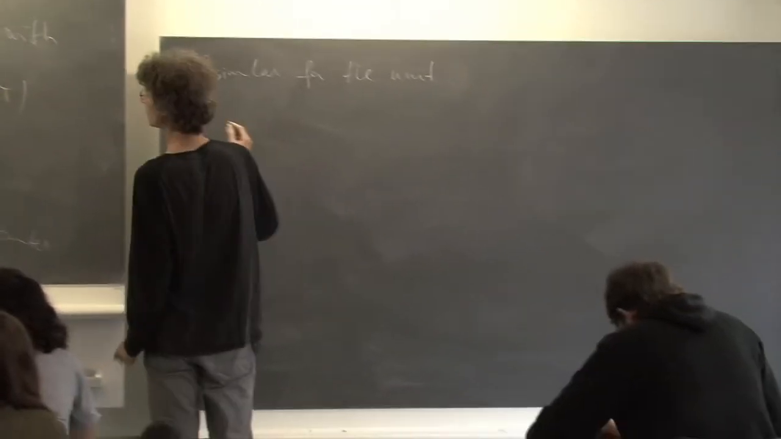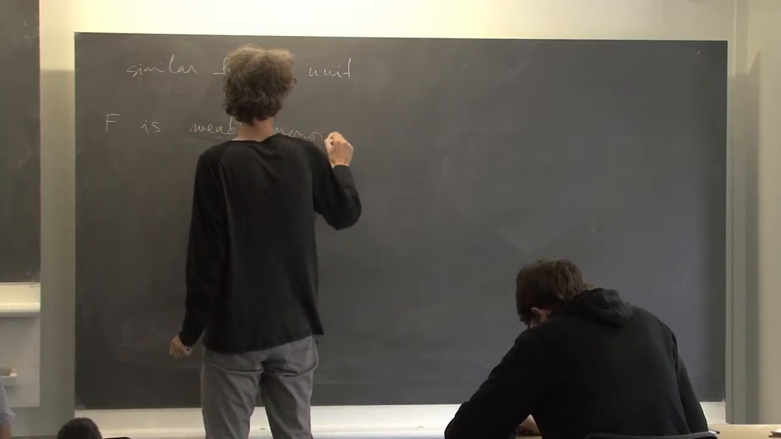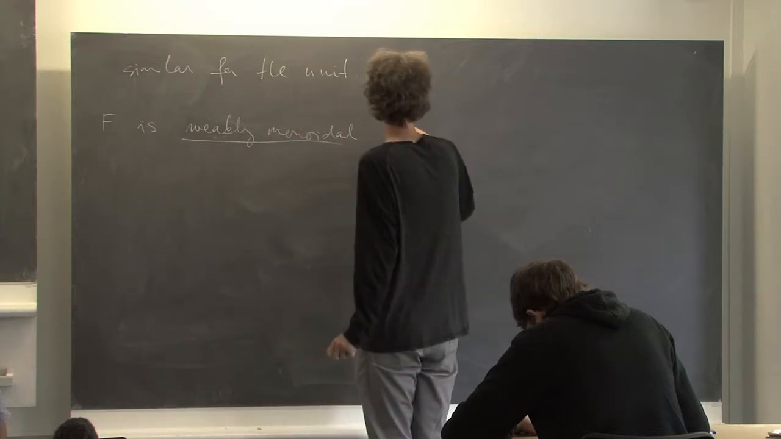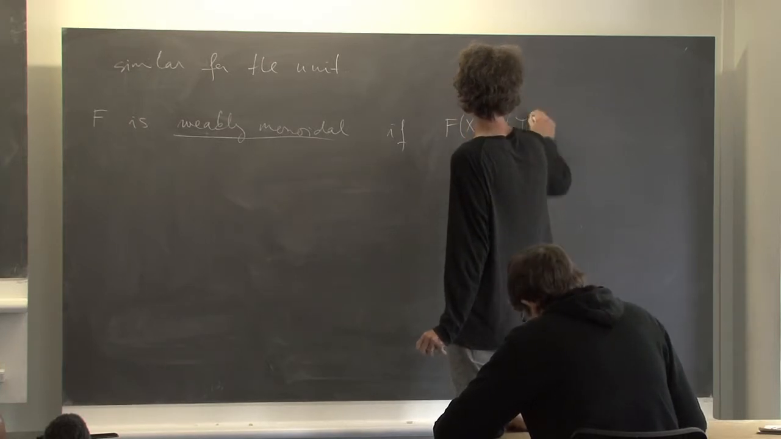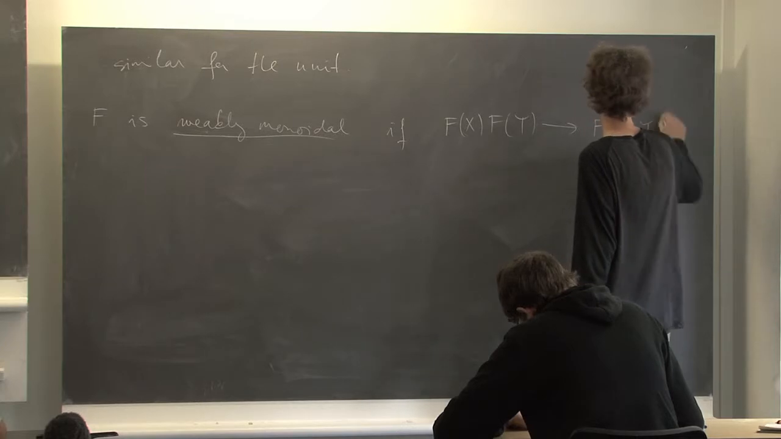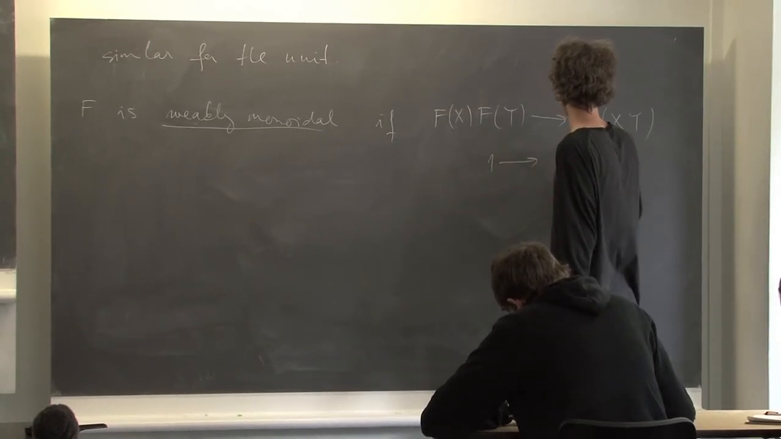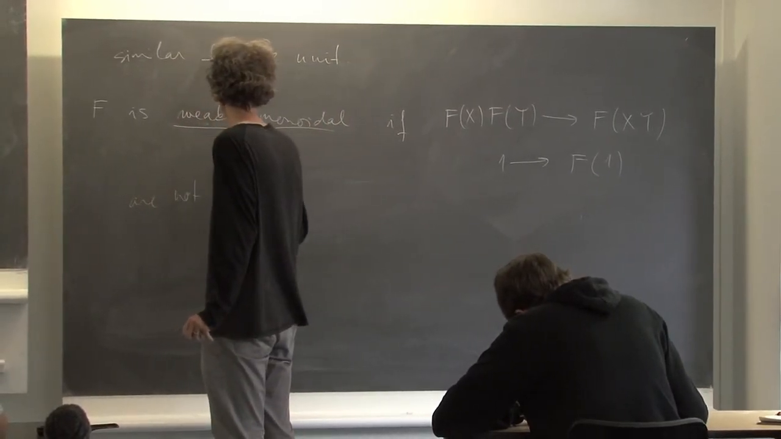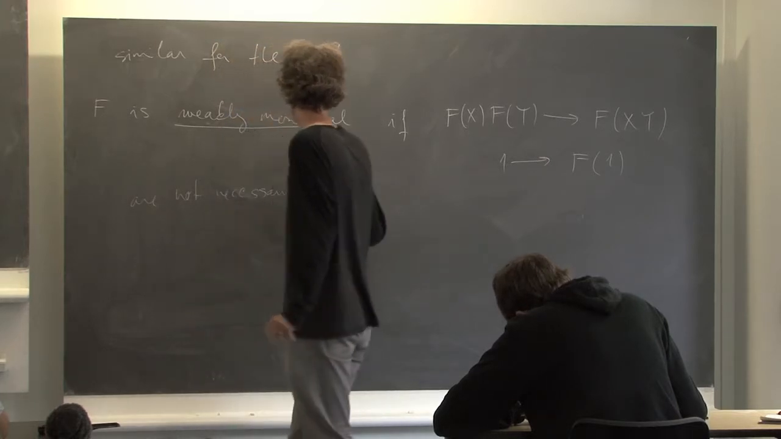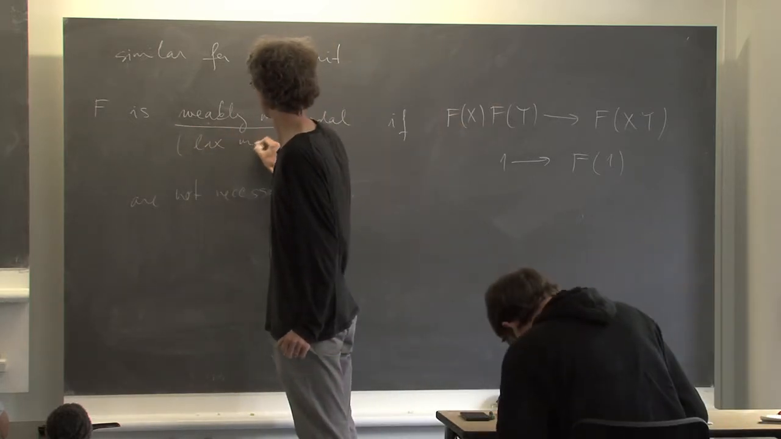F is weakly monoidal if those morphisms are not required to be isomorphisms, and likewise for the unit ones. They are not necessarily isomorphisms, or sometimes people say that it's lax monoidal.